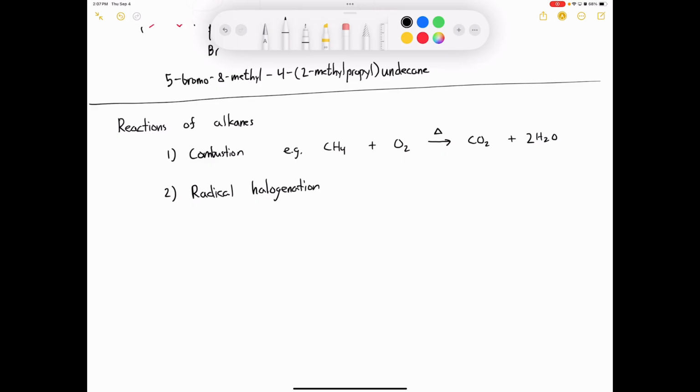So what you do here is you take an alkane plus a halogen. Let's just use chlorine. You're going to use heat or H nu.